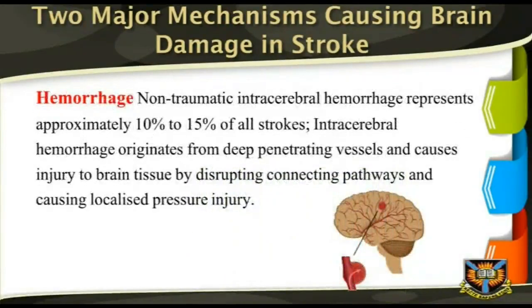Non-traumatic intracerebral hemorrhage represents approximately 10% to 15% of all strokes. Intracerebral hemorrhage originates from deep penetrating vessels and causes injury to brain tissue by disrupting connecting pathways and causing localized pressure injuries. In either case, destructive biochemical substances released from a variety of sources play an important role in tissue destruction.